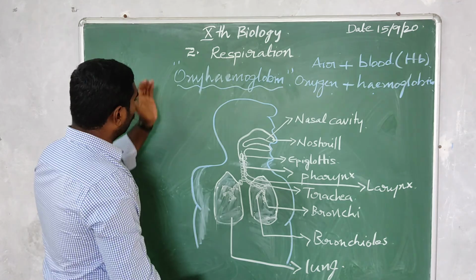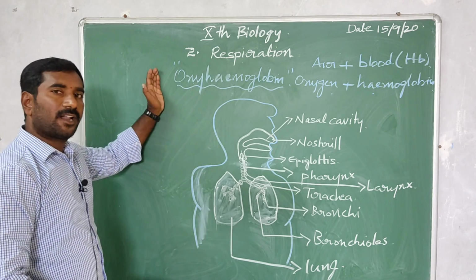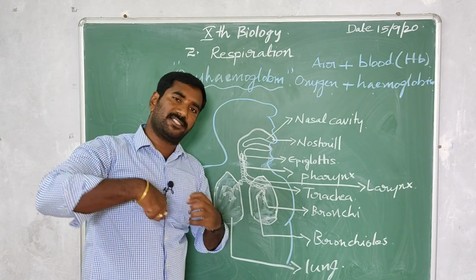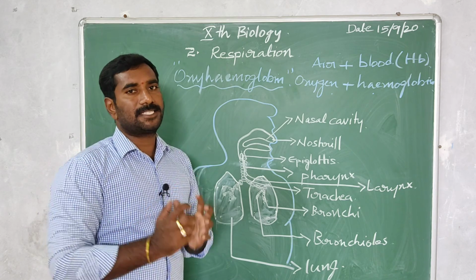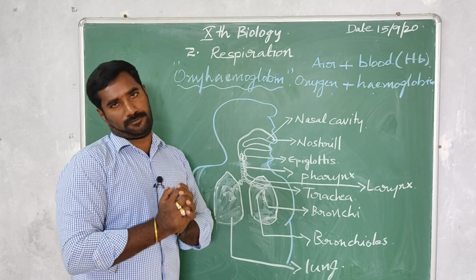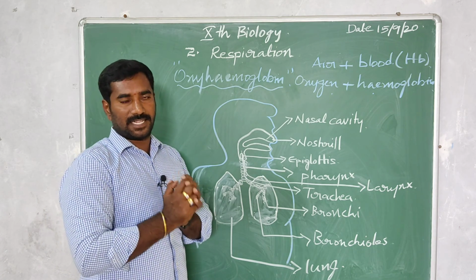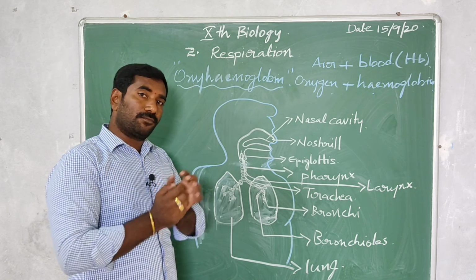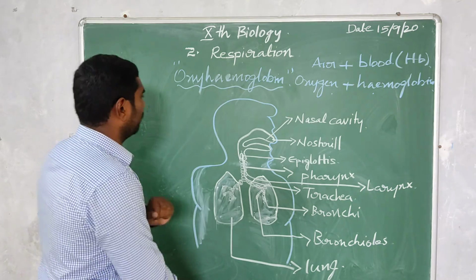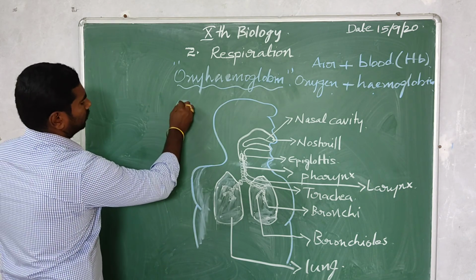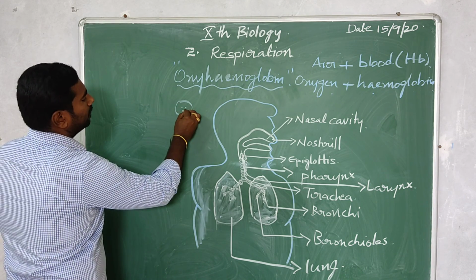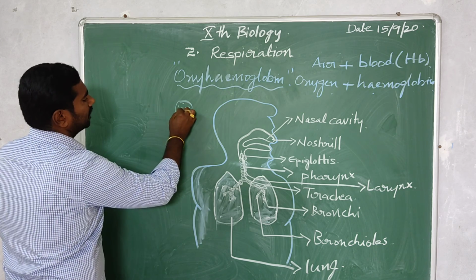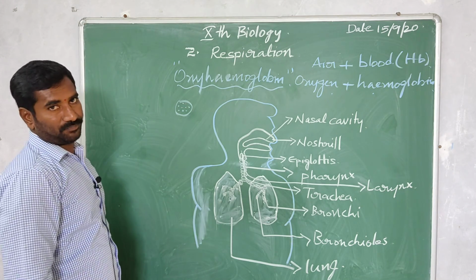Oxyhemoglobin has now reached all the cells. These cells contain food molecules, and that food molecule has to break. For example, this is a cell, and there will be some food molecules present in the cell.